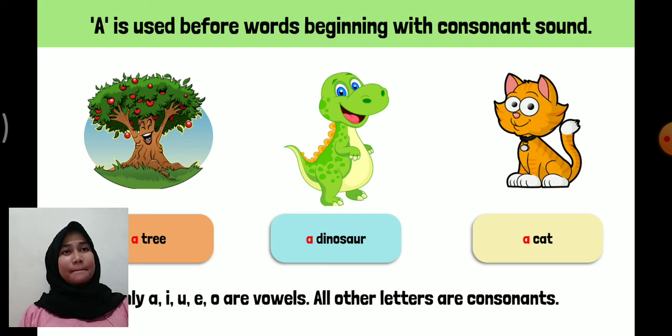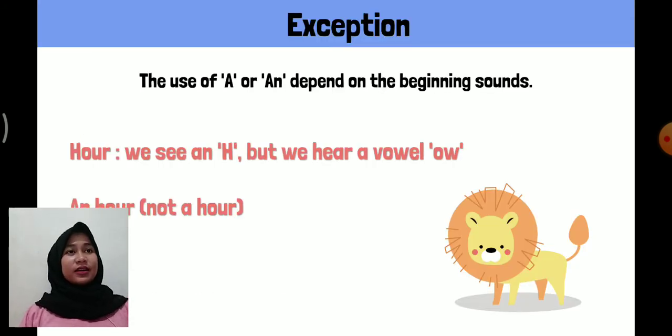And then there are some exceptions. The use of a or an depends on the beginning sound. So the words might start with a consonant or a vowel, but we really need to listen to how the word is pronounced. For example, hour. We see an H here, but we hear a vowel sound O. So that's why we use an, like an hour, not a hour.